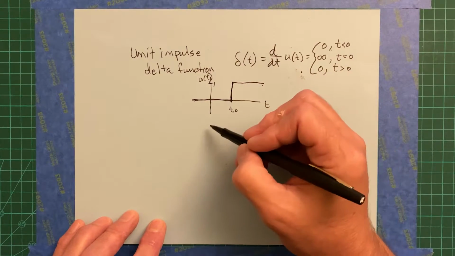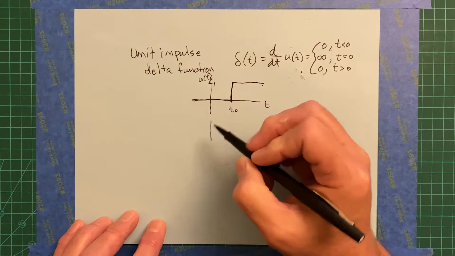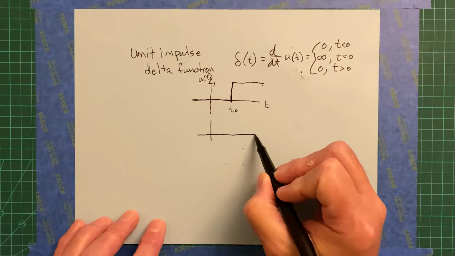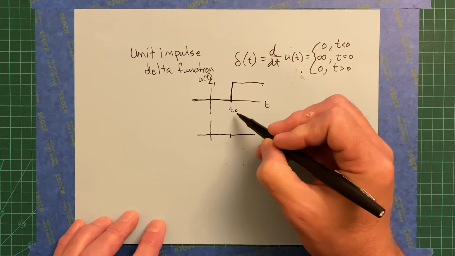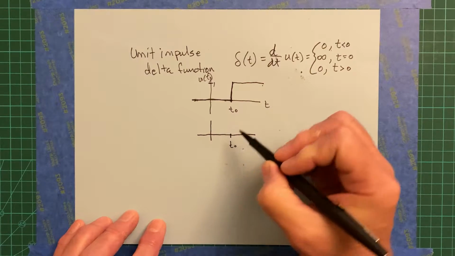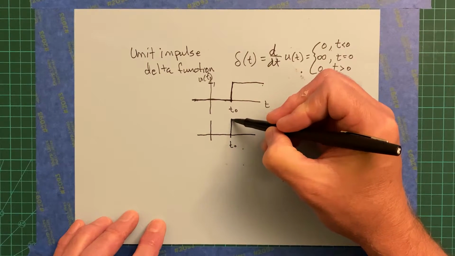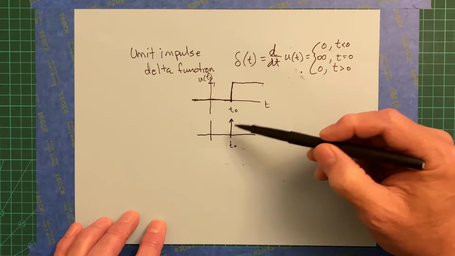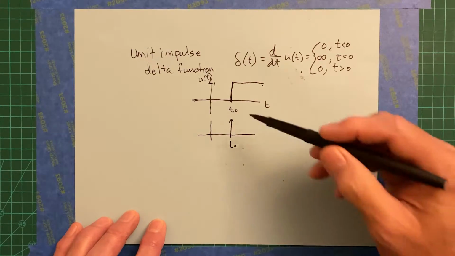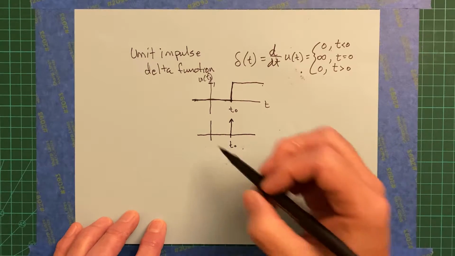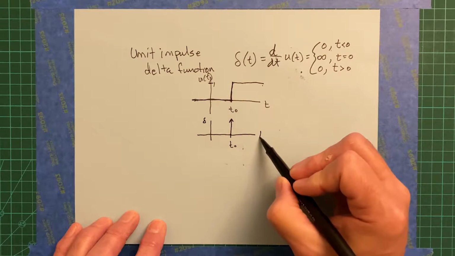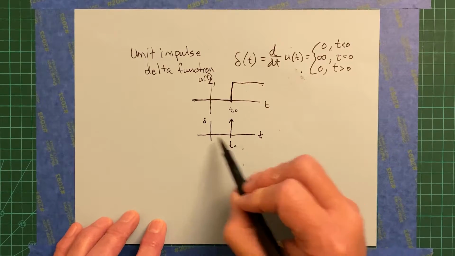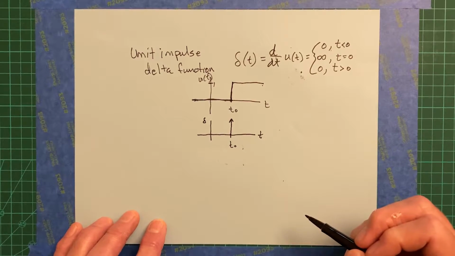Now, if I were to graph the unit impulse itself, right there at t naught, the unit impulse does this. It goes up all the way to infinity, and we illustrate that by putting an arrow straight up. So it's infinite at that point. This would be delta versus time. So it's 0 everywhere else except at that one point.